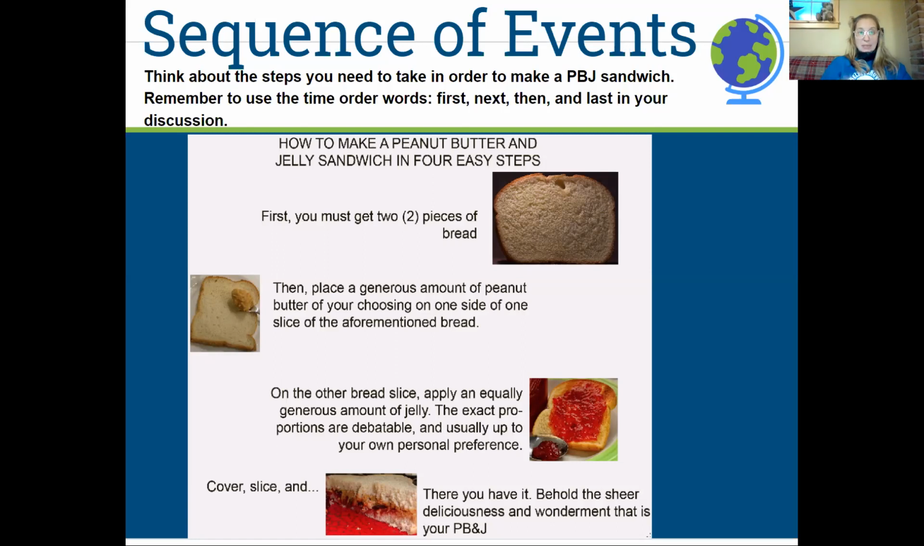Then, place a generous amount of peanut butter of your choosing on one side of the aforementioned bread. On the other bread slice, apply an equally generous amount of jelly. The exact proportions are debatable and usually up to your own personal preference. Cover, slice, and there you have it.